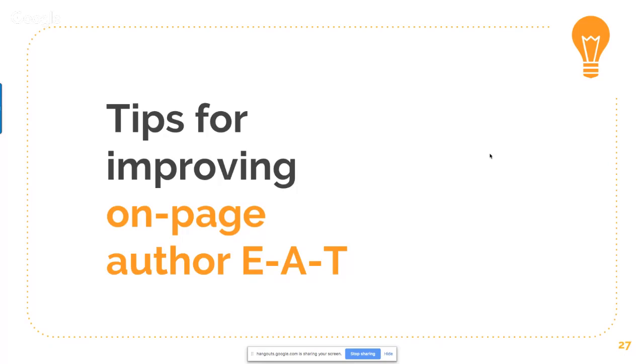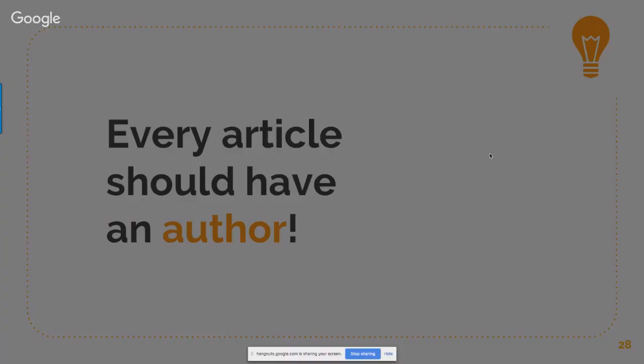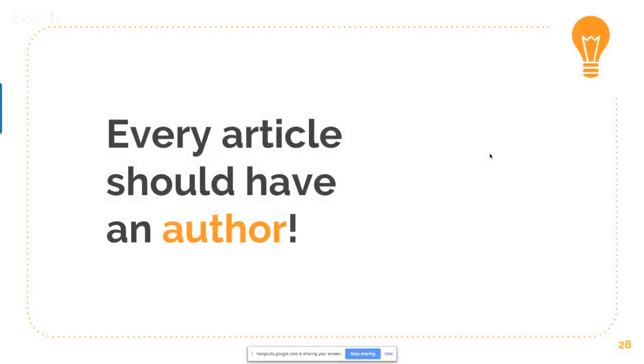So we're going to talk first about on-page EAT. In my opinion, there's two types of EAT we can look at. One is what we do on our sites, and the other is what we do off of our sites. So first of all, we believe that every single article on your website should have an author attributed to it.